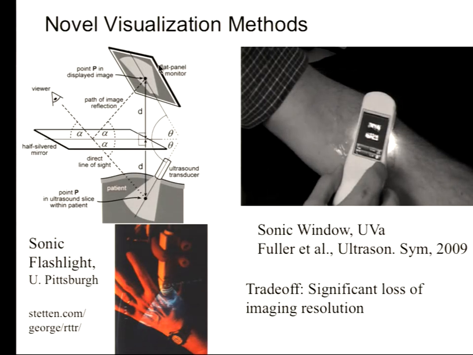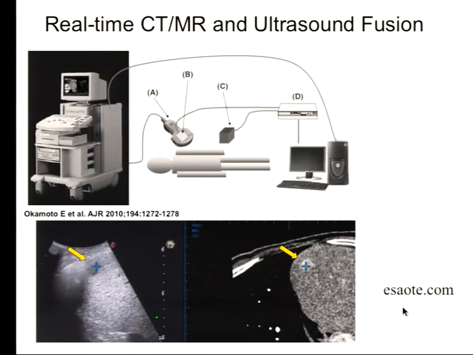So there are other attempts to improve the visualization of the imaging plane. These are some novel visualization methods that are being researched right now. So this is a technology from Pittsburgh. They use this half-silvered mirror to try to visualize the ultrasound imaging plane with respect to the anatomy, so that when you're looking down at the anatomy, you can actually see the ultrasound imaging plane superposed on it. This is a technology from University of Virginia that uses what is called a C-plane ultrasound using a portable system. You can actually see the imaging plane underneath the scan head. This is primarily being used for vascular access. Now, of course, these are novel technologies, but the trade-off is a significant loss of imaging resolution. So these images will not be anywhere near the high-resolution B-mode images that you might be used to.